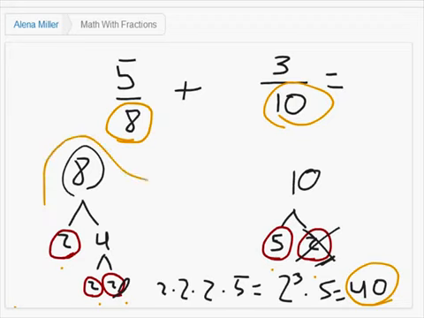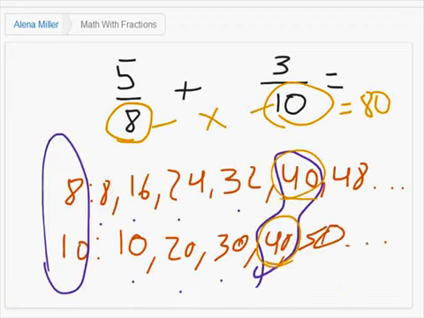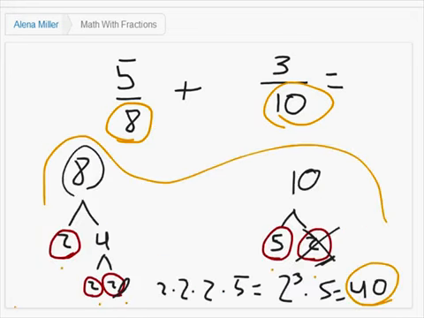I find this method easier, but at first I thought the other way was a lot easier until I learned prime factorization.